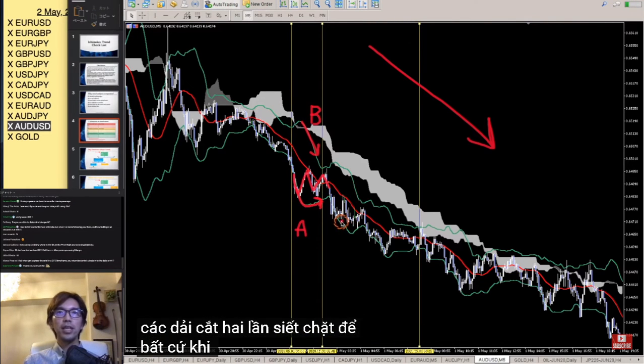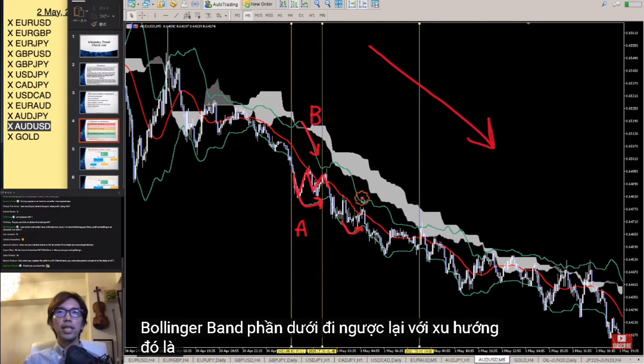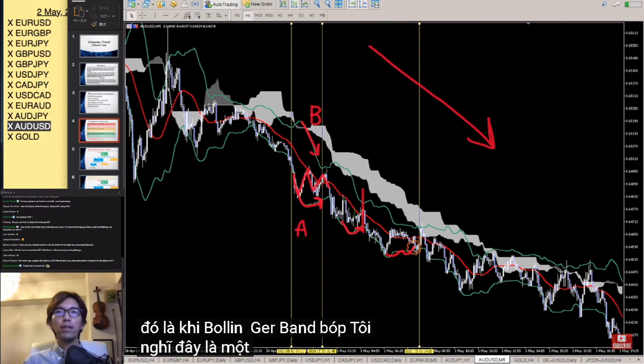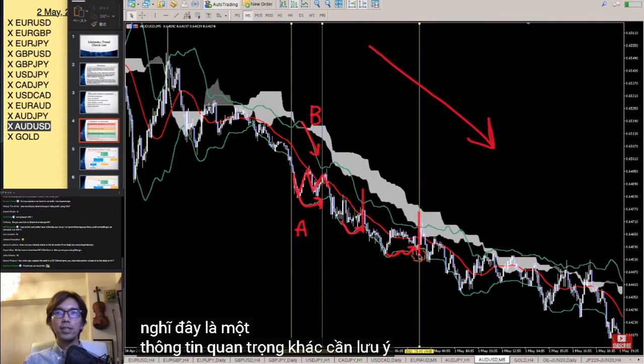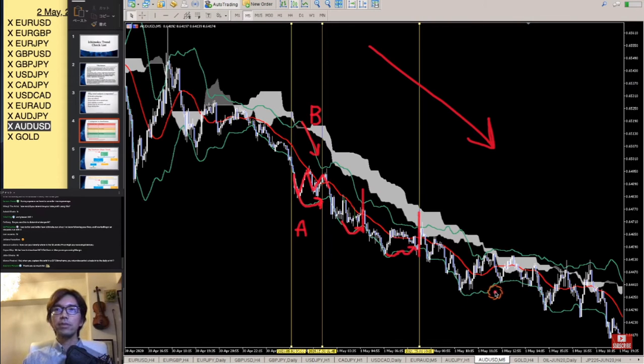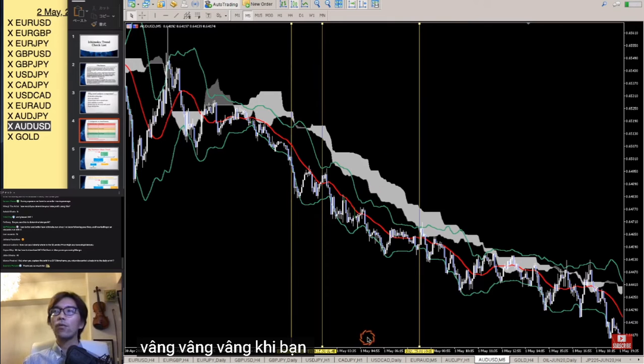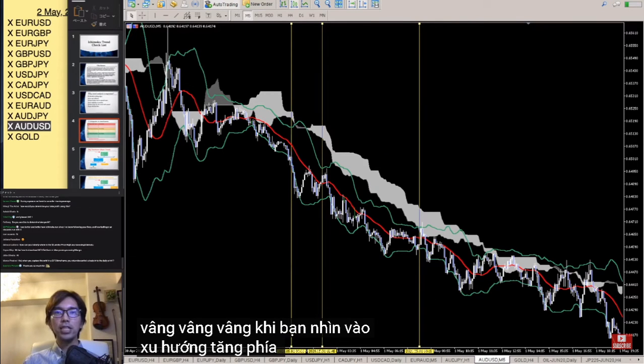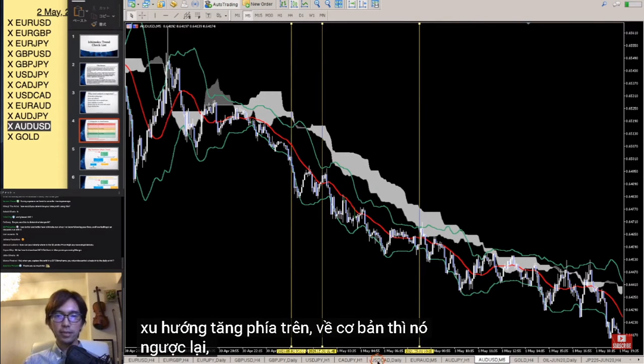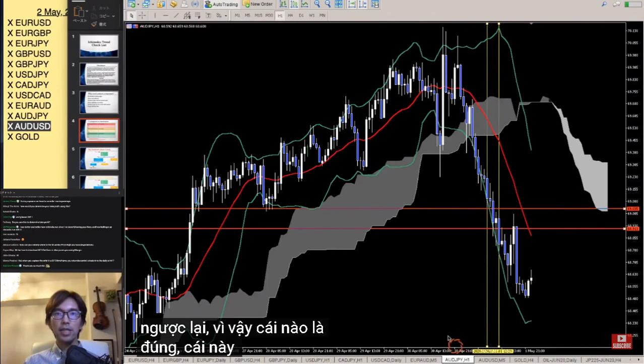So whenever you see the lower part of the Bollinger Band go against the trend, that's when the Bollinger Band squeezes. I think this is another important piece of information to take note of. When you look at the uptrend, it's basically opposite. This one was the downtrend.